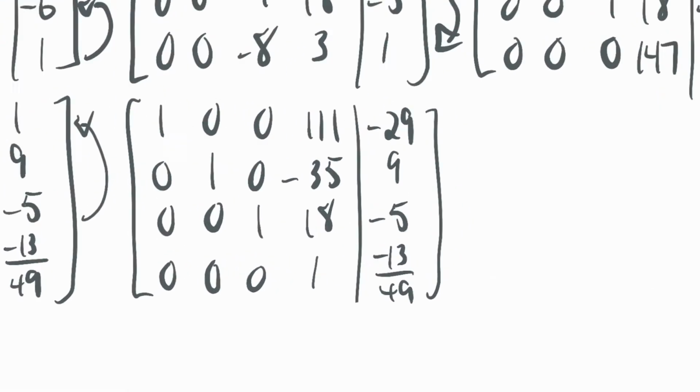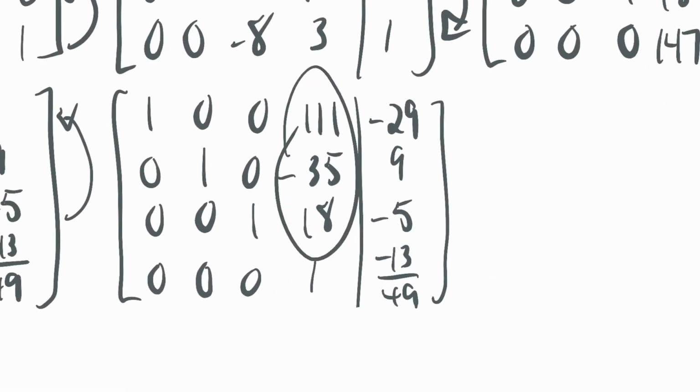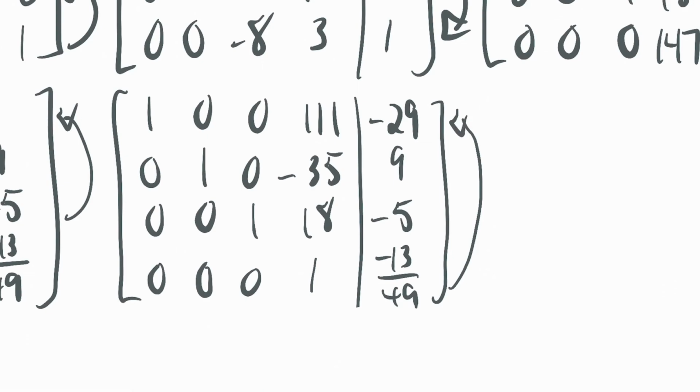Now I want to start getting rid of these numbers. The problem is I have to start using that -13/49, so it's going to become a little bit messy. Let's do the top one first. Let's bite the big one and do the hardest one. I'm going to take 111 times that bottom row and subtract it from the top row. Essentially, I'm doing -29 minus 111 times -13/49.